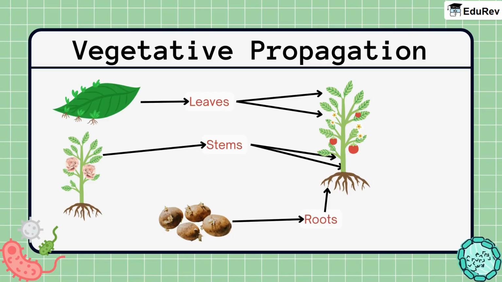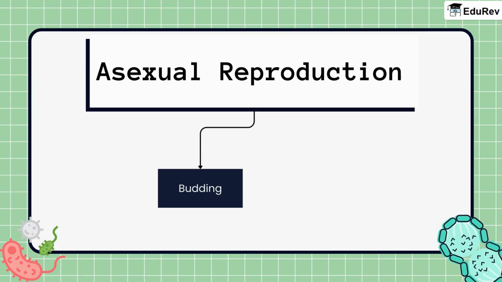So, till now we have learnt about three types of vegetative propagation that are with the help of stem, leaves and roots. Now let's move to the next method of asexual reproduction known as budding.